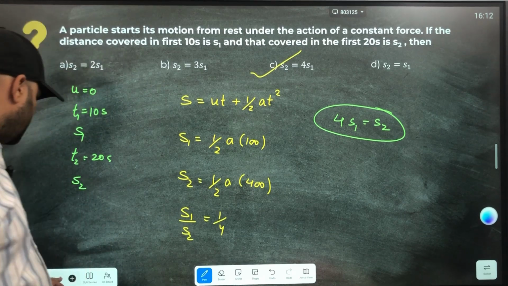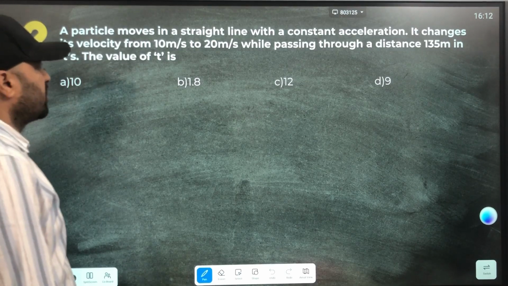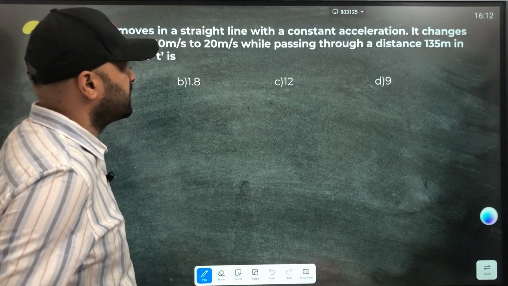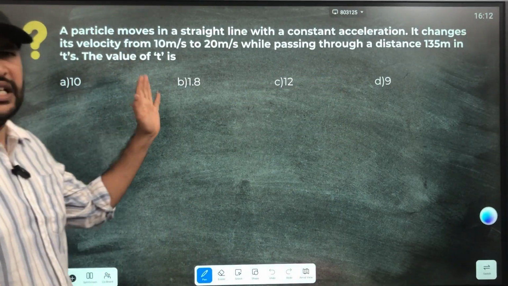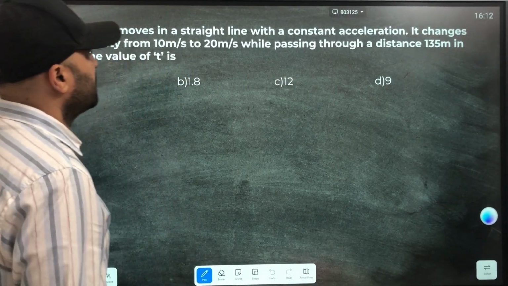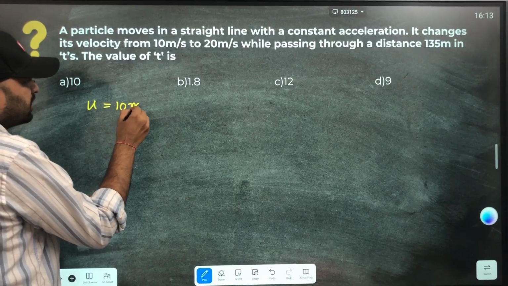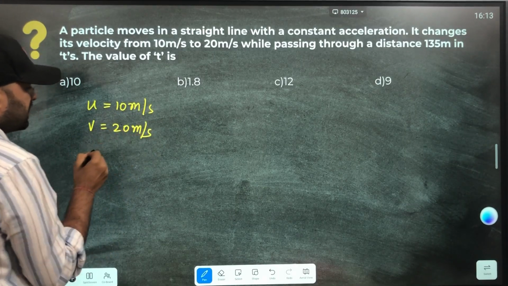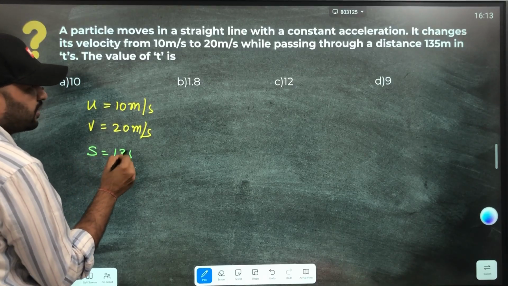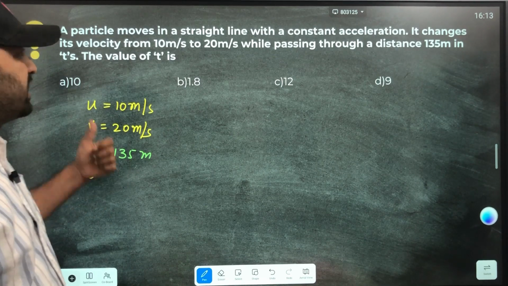Clear? Let's see our next problem. A particle moves in a straight line with a constant acceleration. It changes its velocity from 10 meter per second to 20 meter per second while passing through a distance of 135 meter in t seconds. Find the value of t. Direct straightforward question based on the equations. Okay, so initial velocity u is 10 meter per second, final velocity is 20 meter per second, distance is 135 and time is t seconds, right? We have to find the value of t.